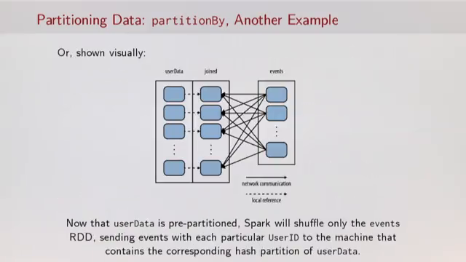Or shown more visually, now that the user data pair RDD is pre-partitioned, Spark only has to shuffle the events RDD. This means that events with specific user IDs are the only ones that have to be sent to machines with corresponding hash partitions of user data. No more shuffling that big user data RDD.